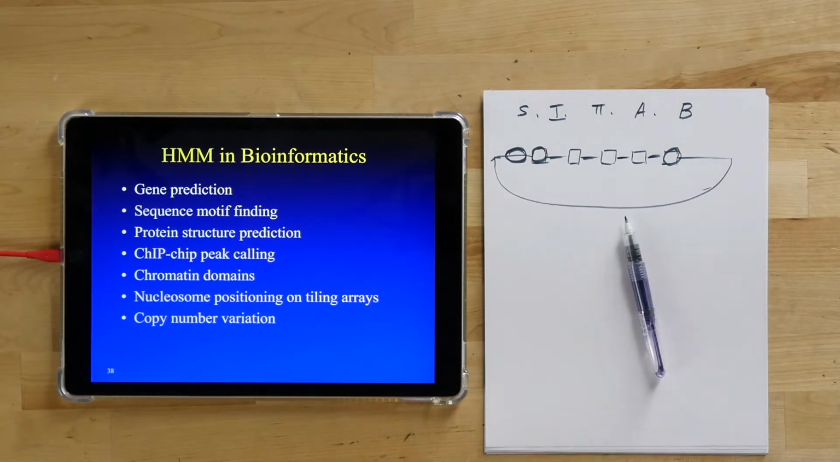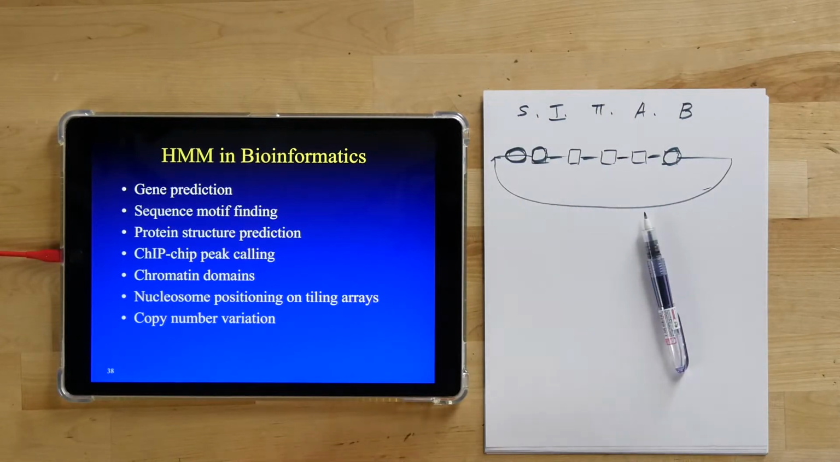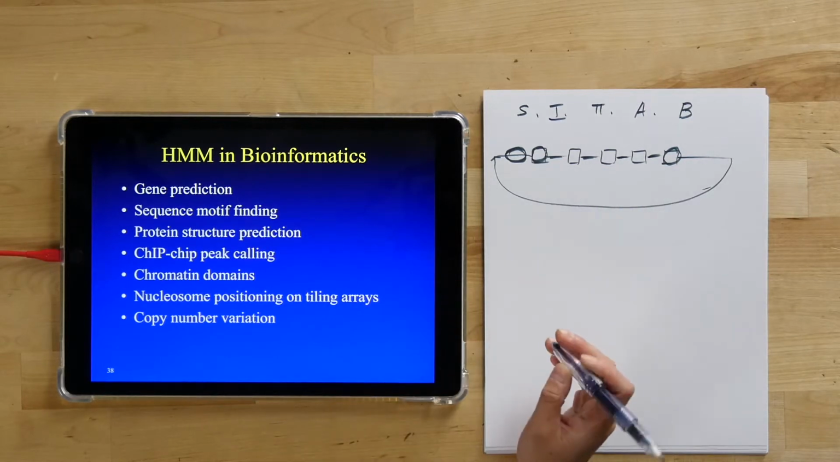And so based on, if I'm looking at this particular 6-mer, looking at all the sequence before and all the sequence after, I'm trying to guess, is this location in the middle of an exon? Is it in a promoter? Is it in an intron or intergenic sequence? So that's gene prediction.